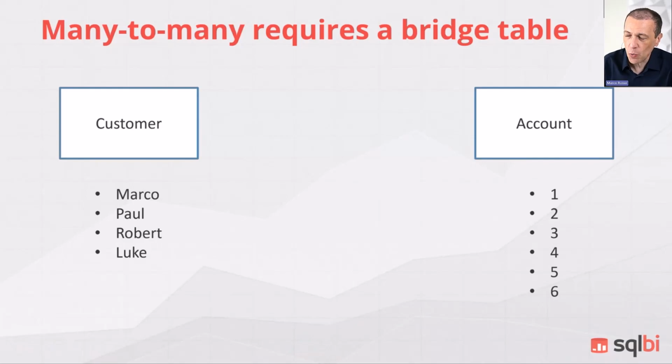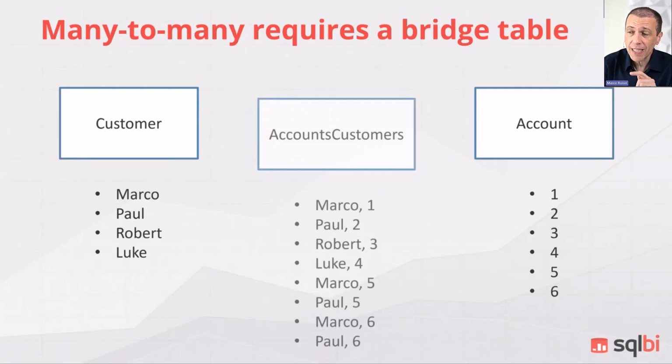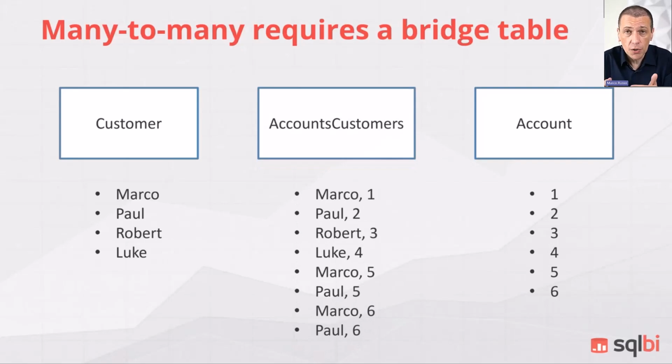How can I know whether the account 1 is owned by Marco or Paul? It is not possible to just add a column to the account table, because that will work if the relationship was one-to-many. If each account has only 1 customer, we could add a column, customer ID, done. But it's a many-to-many. When we want to introduce in the model the notion that one customer can have multiple accounts, and one account can have multiple customers, we need a third table.